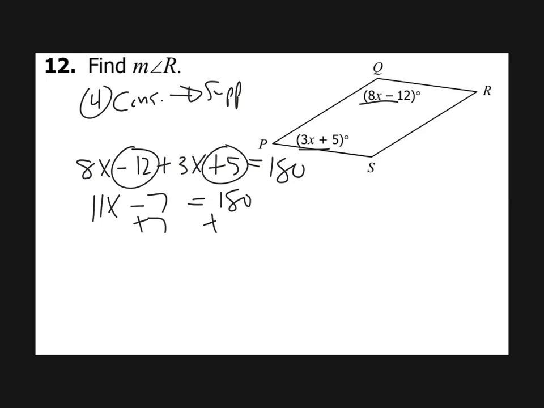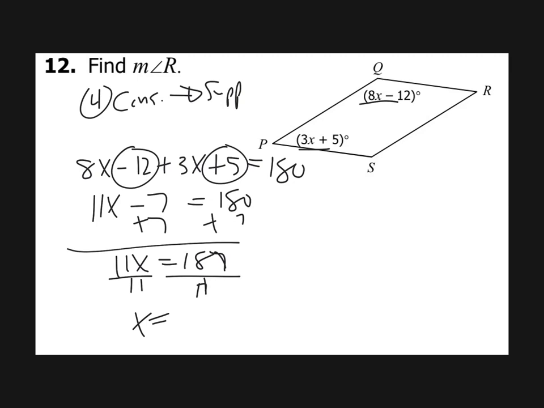I'm going to add 7 to both sides. I'm going to get 11x is equal to 187. Divide by 11, divide by 11, and I'm going to get an x of 17. Now, x is 17. What did they want? They want the measure of angle R.